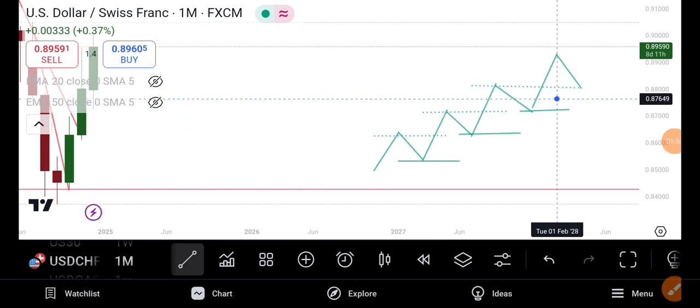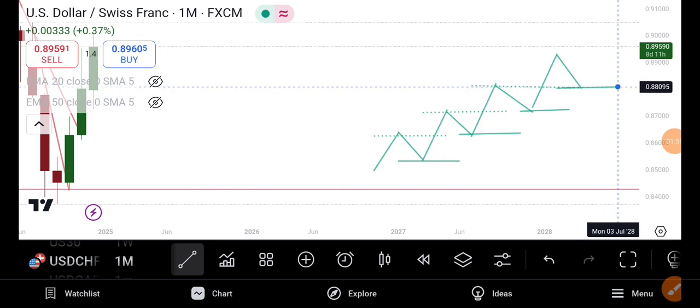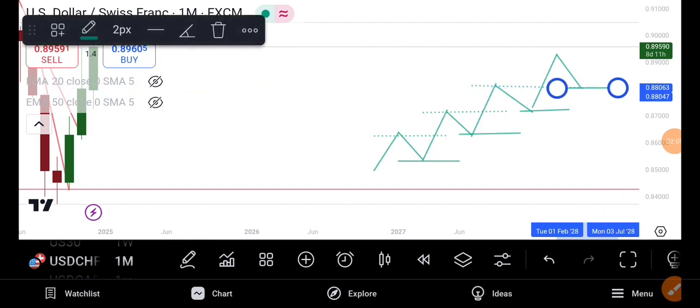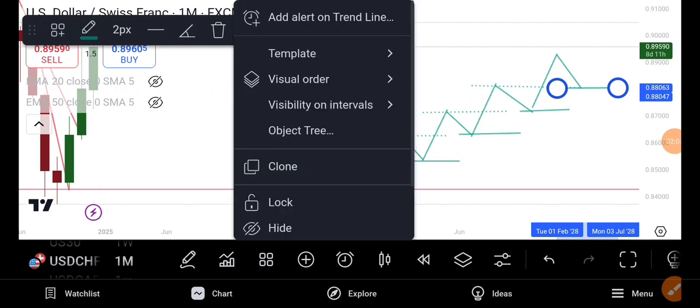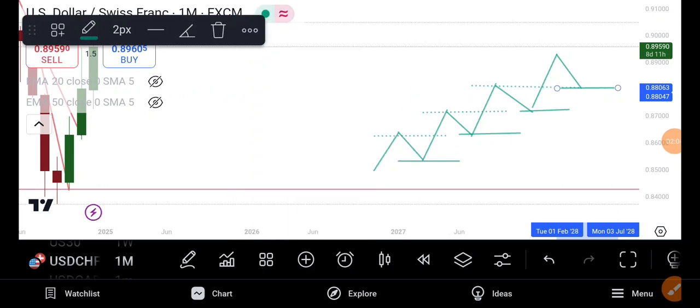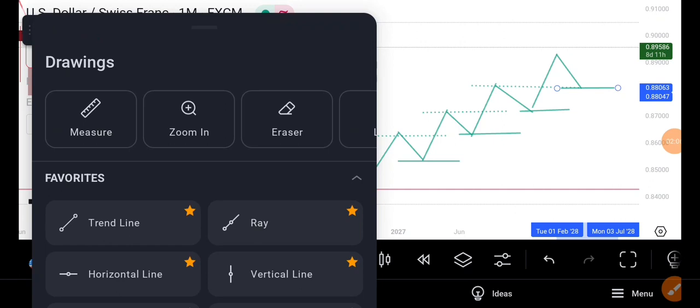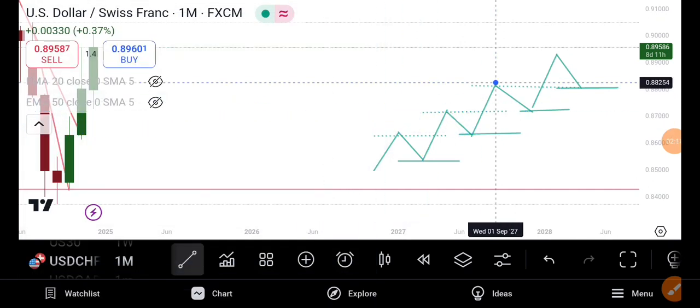So then I will say that this will act as your area of support, because definitely the market will want to retrace from this point.